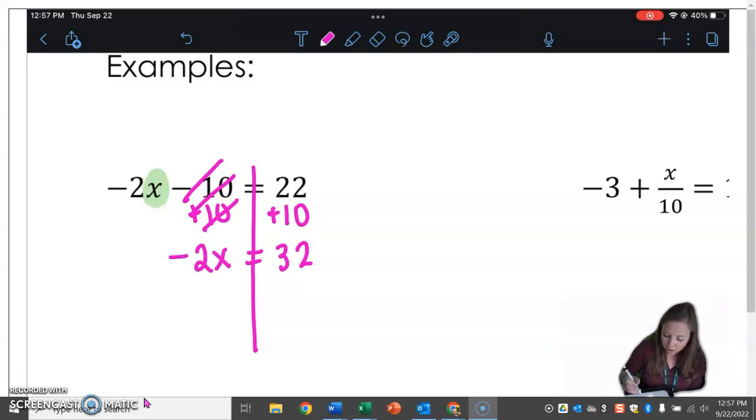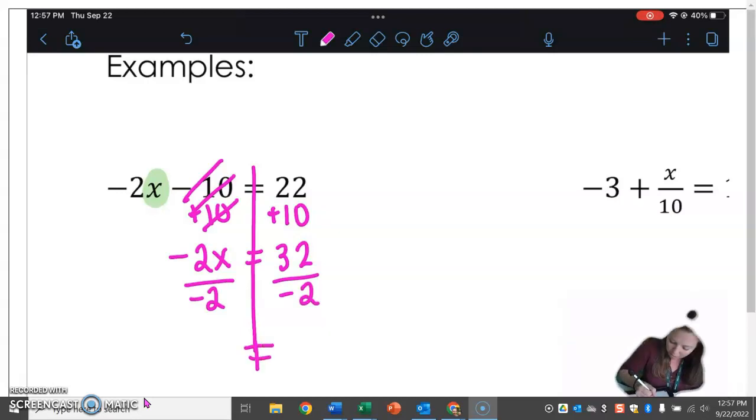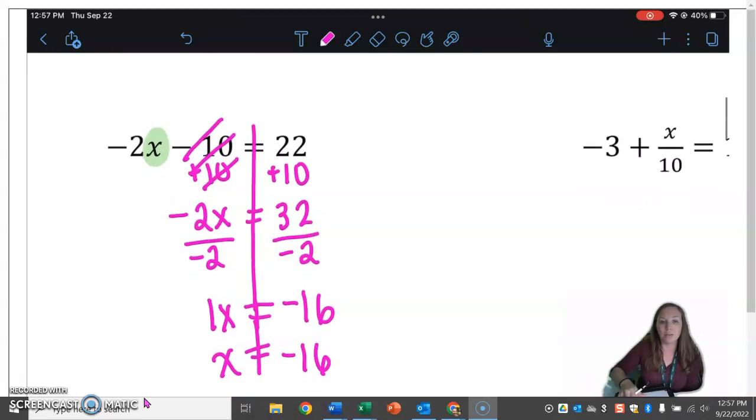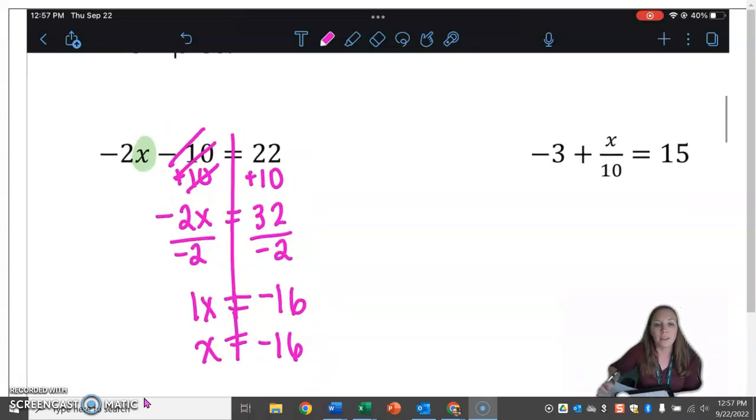And then from there, the number that is connected, we want to make that number a 1. So because it's negative 2 times x, we can make it a 1 by dividing by negative 2. Anything divided by itself is 1. And so that would be 1x equals negative 16, or we could just say x is equal to negative 16 for that one.